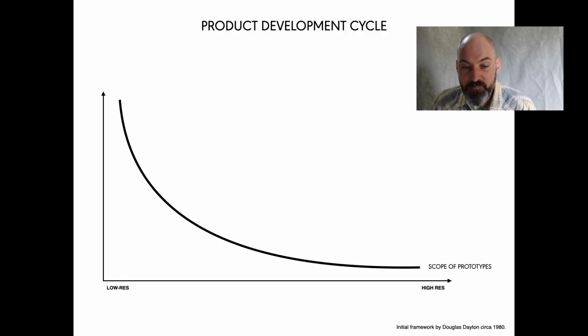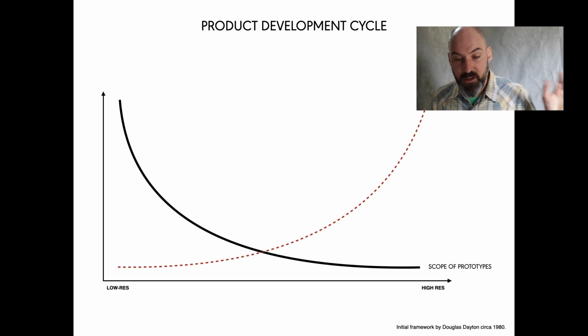So here, this is a typical product development cycle. Early on, you want prototypes to be low res, right? Later on, they're going to be much higher res, much more resolved. But what you want to do is make sure that you can really push the exploration to the far left side of this curve, when it's not going to cost a lot, right?